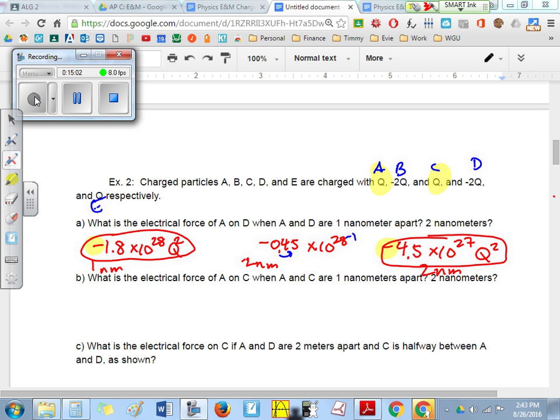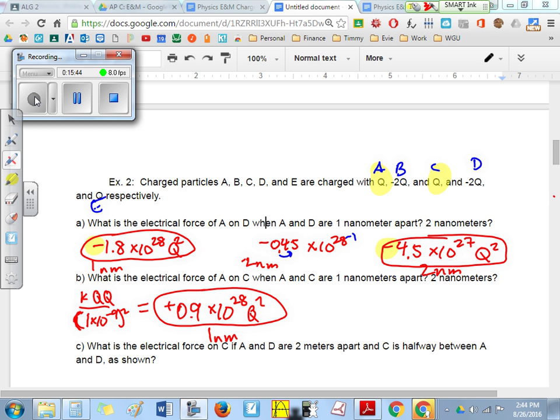Now, do we have to recalculate everything? What do you think? This time we're going to have K, Q, Q over 1 nanometer squared. Well, this is the same calculation we did back in part A, except the top used to say K, Q, 2Q. So we're missing a factor of 2 on top. I don't think we need to retype this, do we? It's going to be positive this time. And we don't have a factor of 2 on top that we did before. So it's only going to be 0.9 times 10 to the 28th Q squared. That's the 1 nanometer case.